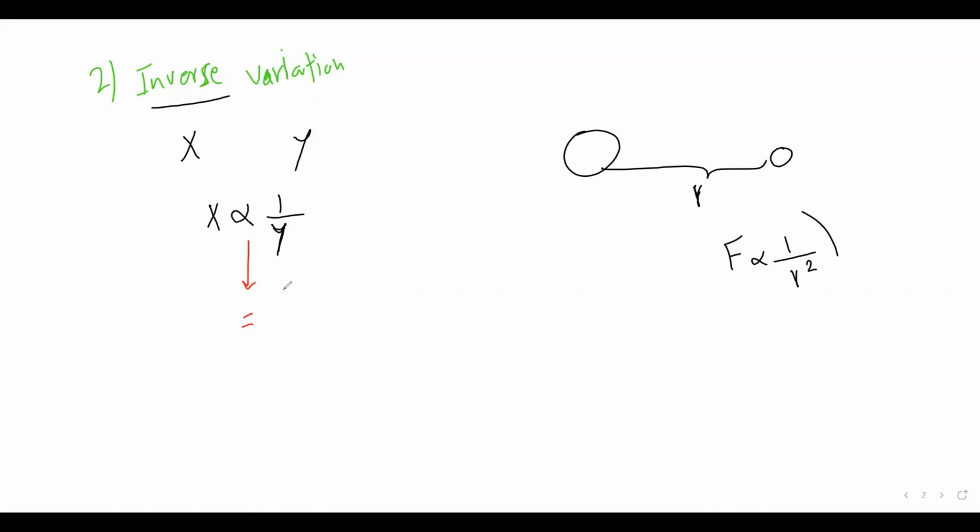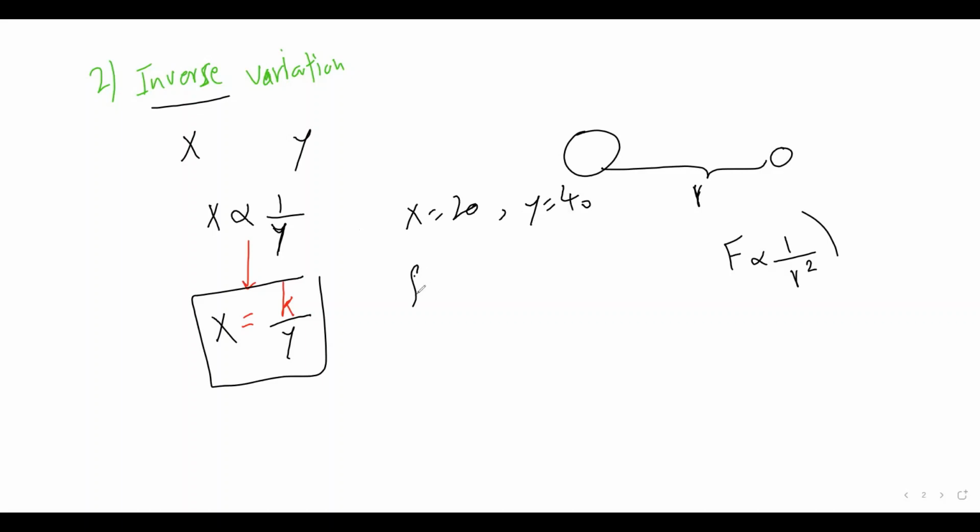So k goes in the numerator, and we still have y in the denominator. So this is a formula, but you have to find k in order to solve any further questions. Again, in the question, they say x and y are inversely proportional. And if x is 20, y is 40.